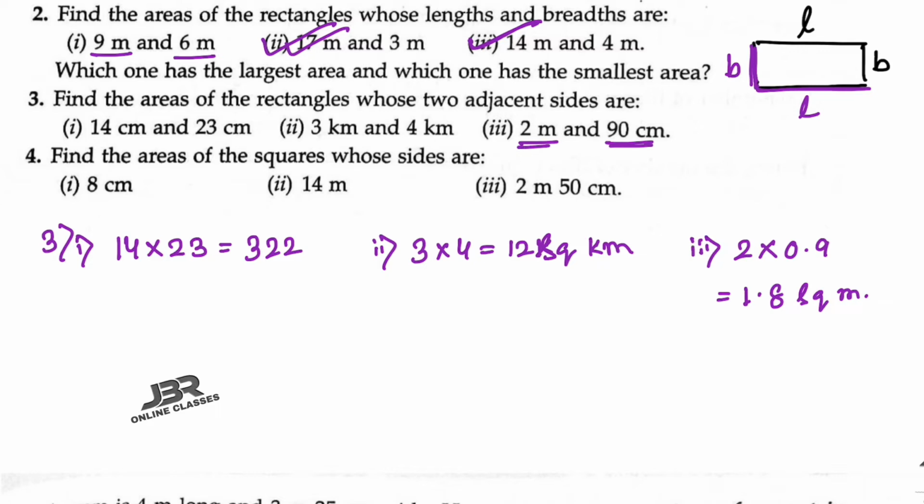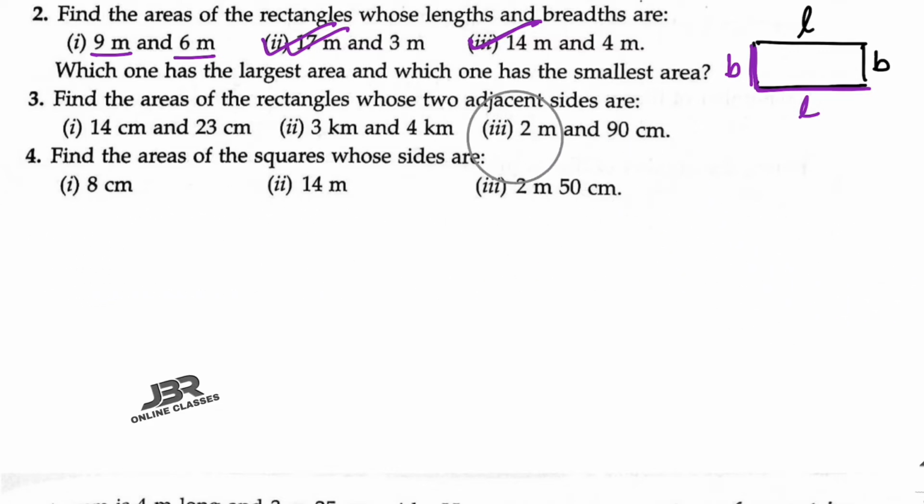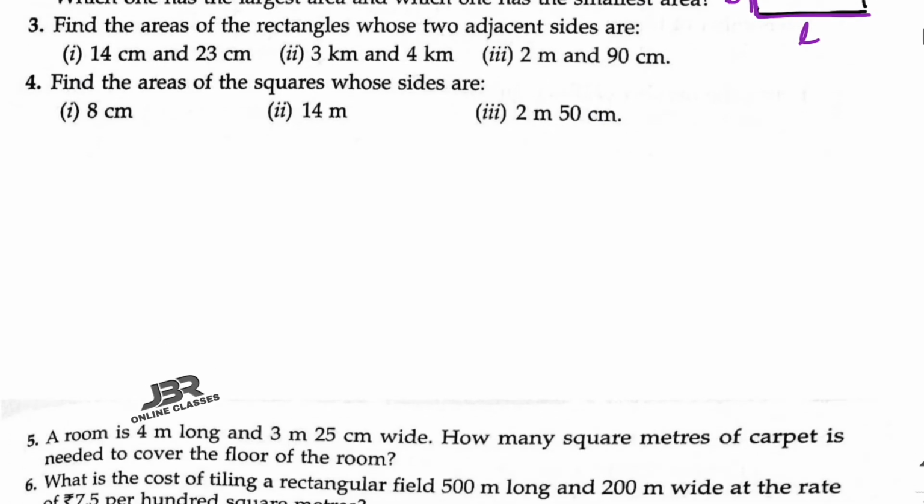Now the fourth one. Find the areas of the squares whose sides are given. You know the formula for the area of a square, that is side into side.